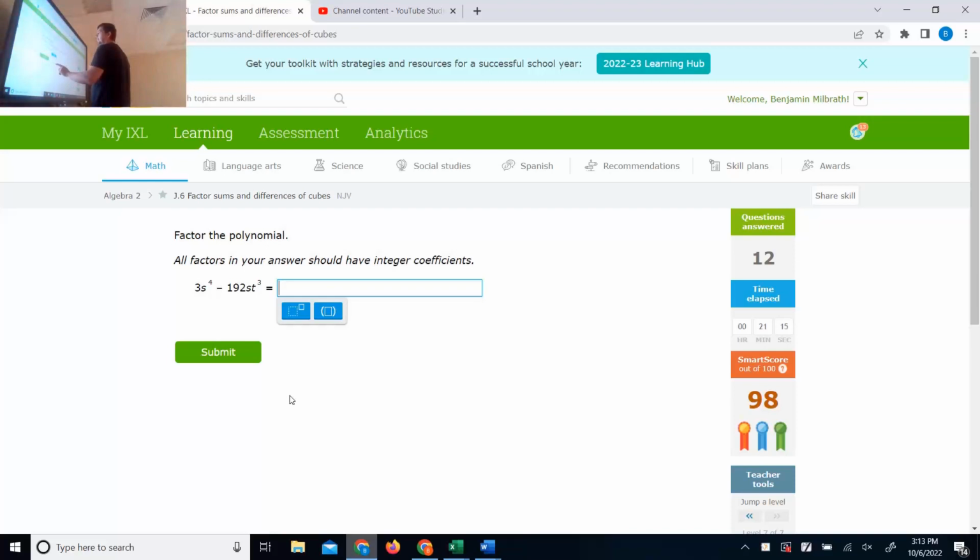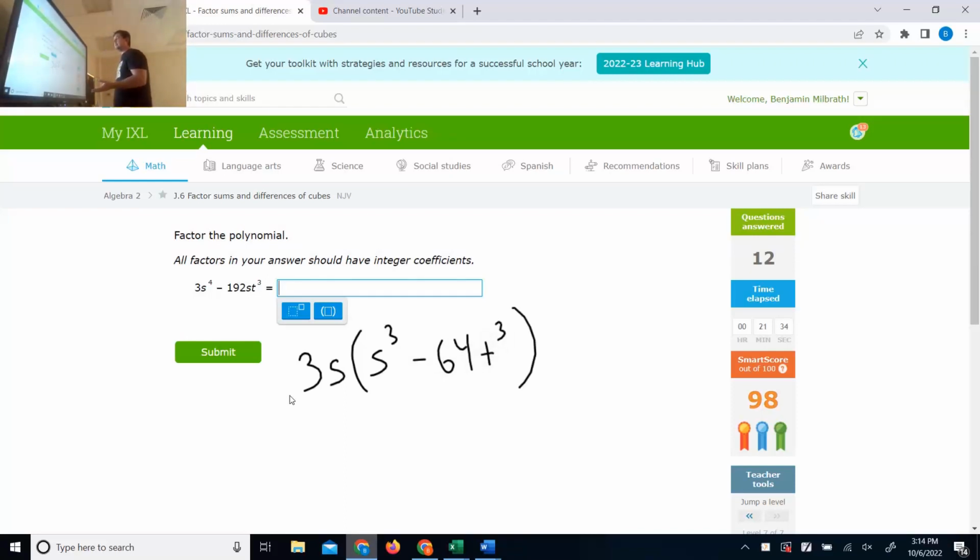I can pull out a 3 and an S. I believe I can pull out a 3S. If I pull a 3S from S to the fourth, I have S cubed. 192 divided by 3 ought to be 64. Minus 64T cubed. That's really the big thing that I need, that first step. So I have my 3S, S minus 4T, because 4 times 4 times 4 is 64. T times T times T is T cubed.